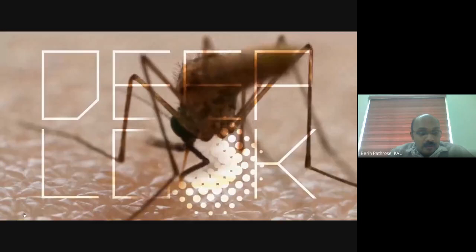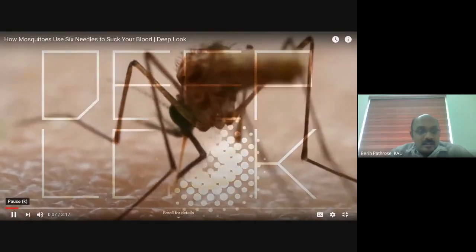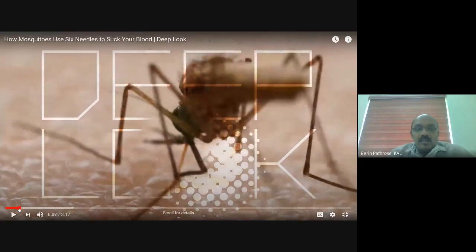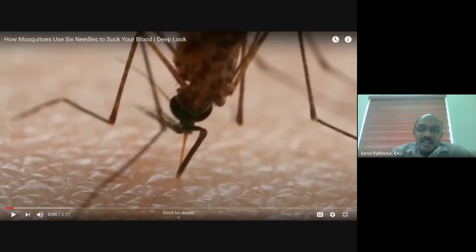See it over here. This is the proboscis. This is the rostrum, this slightly angled one. Actually, this is the proboscis. It is grooved dorsally. This is the dorsal part, and it carries all the stylets.